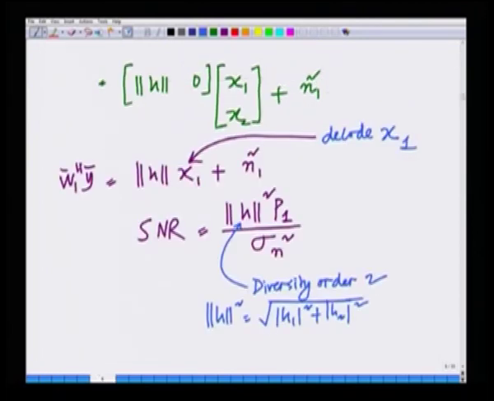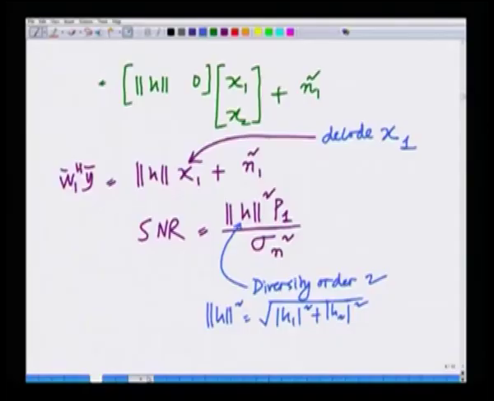Subsequently, we had derived the SNR at the receiver for the Alamuti code. We said it yields second order diversity because there is a norm h square, and in fact it yields second order diversity without knowledge of the channel at the transmitter. So, that is the biggest advantage of the Alamuti code.